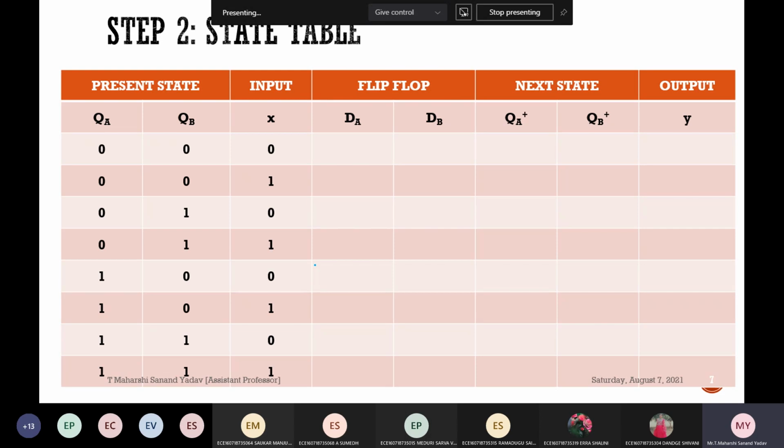Next, we need to fill this particular state table. Can anyone tell me what the state table is? How to obtain a state table?